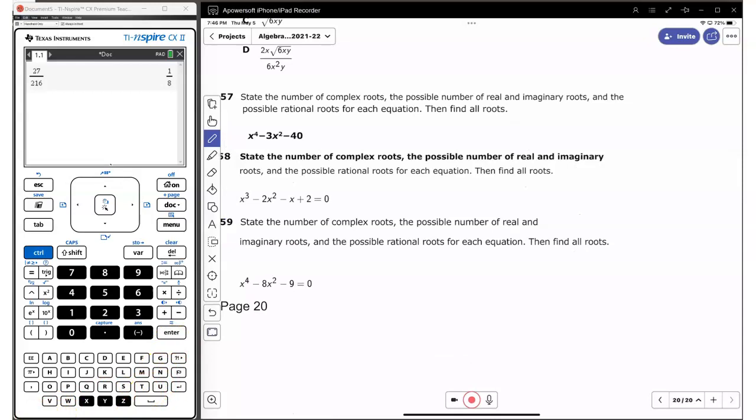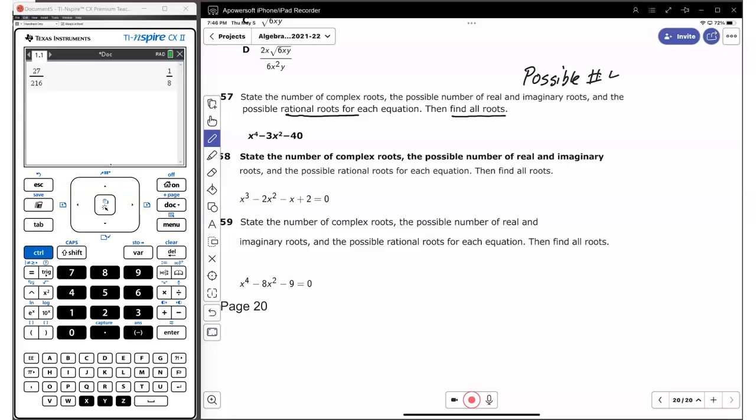Number 57, we're going to state the number of rational roots, and we're also going to find the roots. What I'd like for you to do, because on the test you're going to have to find the possible rational roots. And we did talk about this.